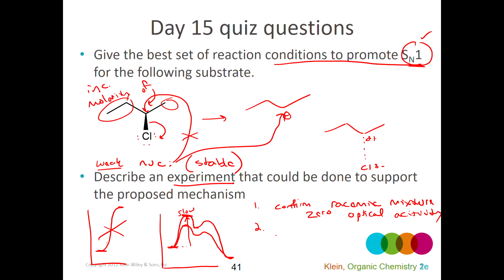And secondly, I could measure the rate law. Right? So I do the reaction, measure the rate, double the molarity of the substrate, and measure that the rate doubles. Double the molarity of the nucleophile and measure no change in the rate because the nucleophile is not involved until the second step, and that will confirm that it's zero order. So confirming the order experimentally in the rate law is another way to help confirm whether it's going by SN1 or SN2.